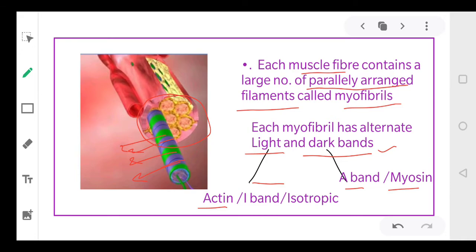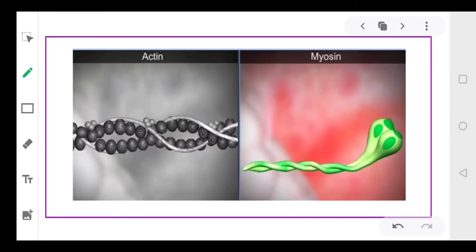Okay, so there are two bands that we can call light and dark bands, or we can call them actin and myosin, right? Because these proteins are present in these fibers. Light bands contain actin proteins, and dark bands contain myosin proteins. So you can see this is your actin, this is your myosin, just an indication that these two types of proteins are present in the muscle fibers.